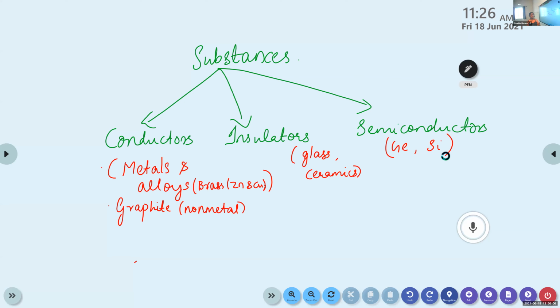So substances can be classified into three: conductors, insulators, and semiconductors. Examples for conductors are usually metals and alloys, but graphite is a rare or exceptional case, a non-metal that can conduct electricity. Then the second one is insulators. Its examples are glass and ceramics. And the third one, semiconductors, are germanium and silicon.